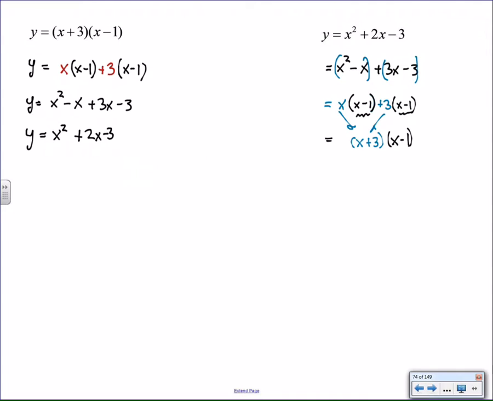Now, a natural, curious person would ask the question, how am I supposed to know what to break 2x into? In this case, 2x was broken down into negative x plus 3x. Really, there's infinity ways you can make 2x. You could take 4x minus 2x is equal to 2x. You could take 1000x minus 998x, and that would equal 2x.